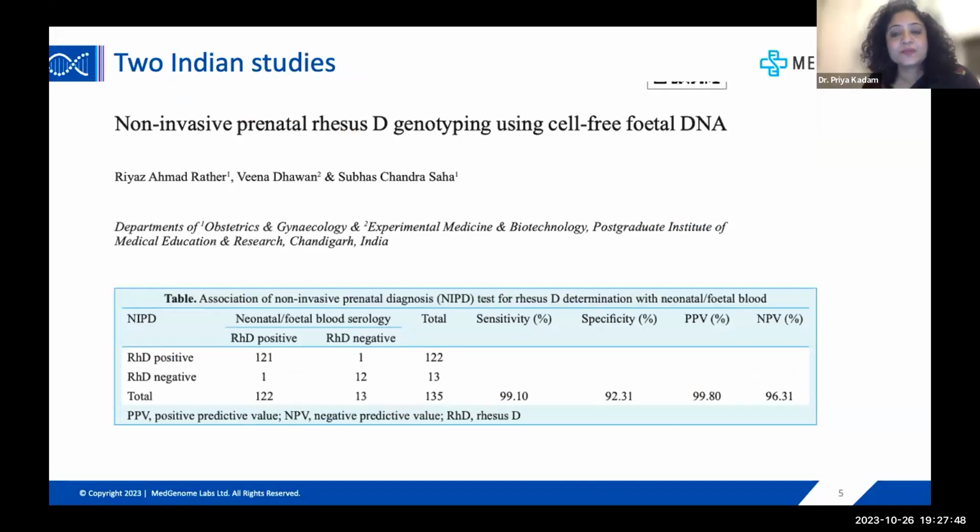I just want to refer to 2 Indian studies which have also demonstrated the usefulness. This was in 2019, again from PGI Chandigarh. What they did was use only 1 exon in this.